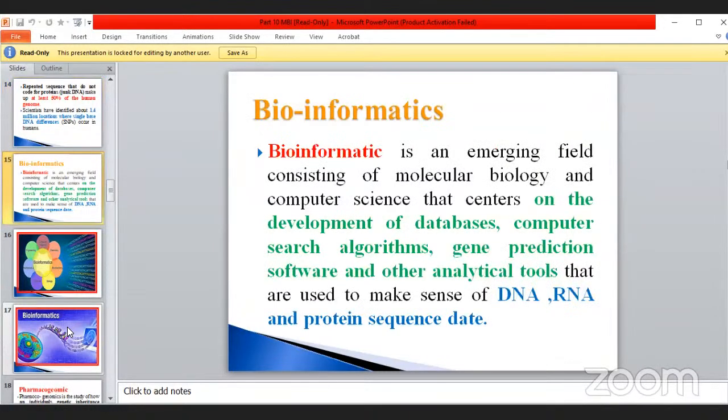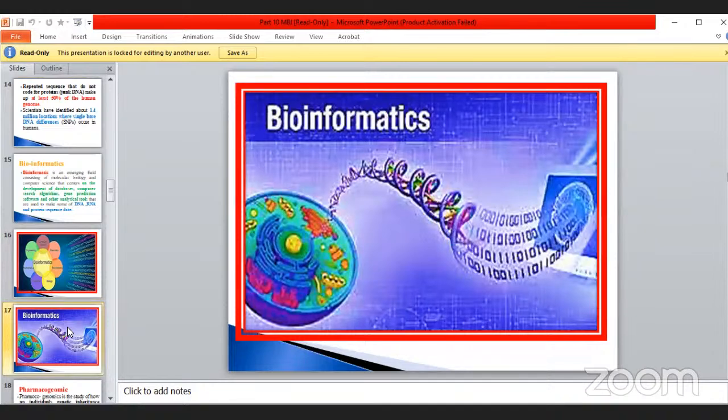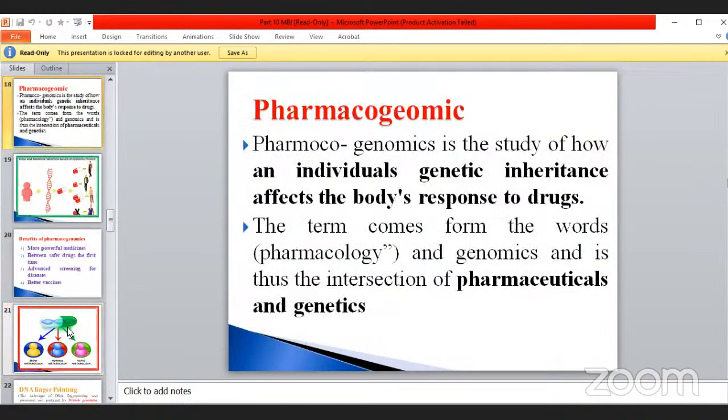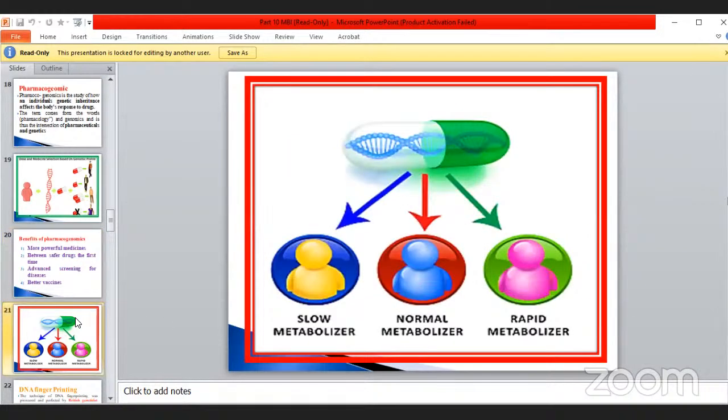Next one is bioinformatics, the collection of information from different animals or plants. They may be stored in the computer, particularly the biomolecules: DNA, RNA and protein sequences. So what are the interrelations? And what is bioinformatics, how is it stored, and also pharmacogenomics, how it is used for the pharmacological aspect and its more beneficial uses. So more powerful medicines, safer drugs the first time, advanced screening for diseases, and better vaccines have been identified. So that's all about my topic.